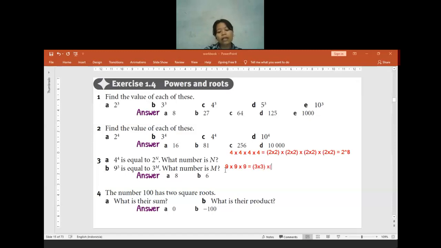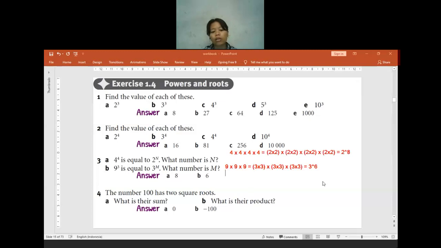And then the other 9, the last 9, I will also break down into 3 times 3. So now when I count, there are 6 numbers of 3. That's why it will be 3 to the power of 6. So the n will be equal to 8, and then the m will be equal to 6.